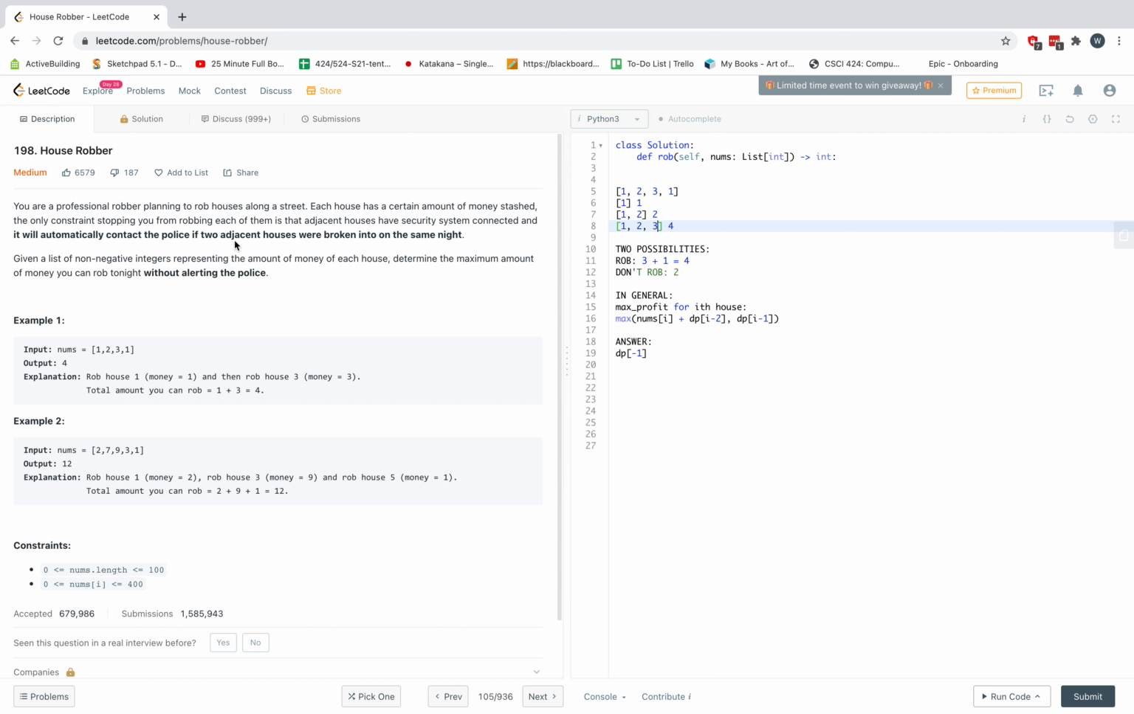The only constraint stopping you from robbing each of them is that adjacent houses have security systems connected and will automatically contact the police if two adjacent houses were broken into on the same night. Given a list of non-negative integers representing the amount of money of each house, determine the maximum amount of money you can rob tonight without alerting the police.